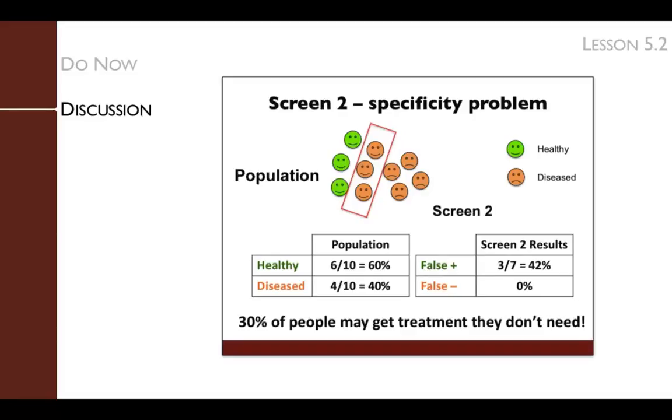Conversely, a screen with specificity problems will tell some people who are actually healthy that they have the abnormality. In this example, 30% of the population are told they are unhealthy when they are not. Put another way, 42% of the positive results in the screen are false, a 42% false positive rate. So 30% of the people in the total population may be treated for a disease they don't have.